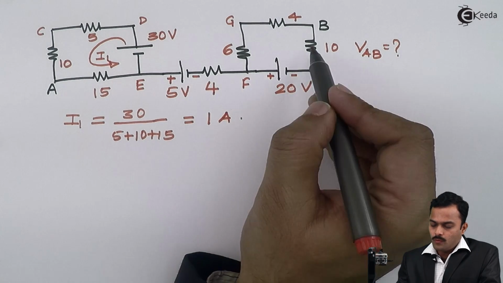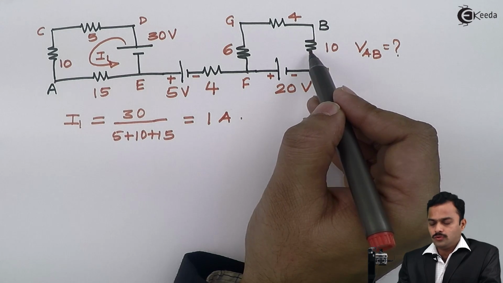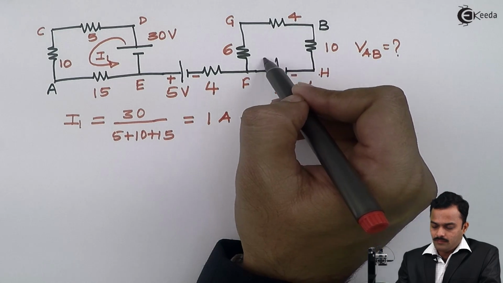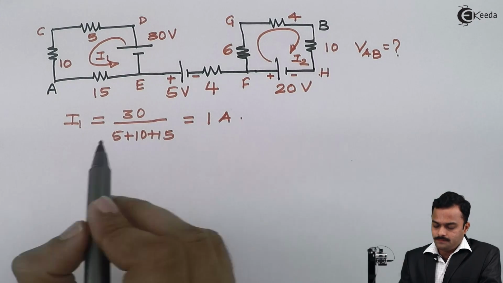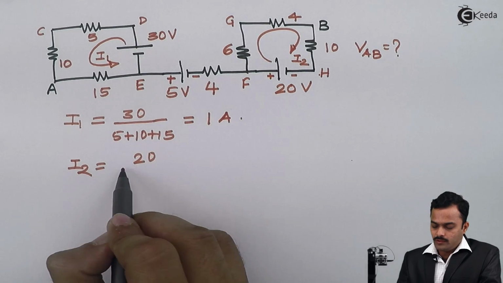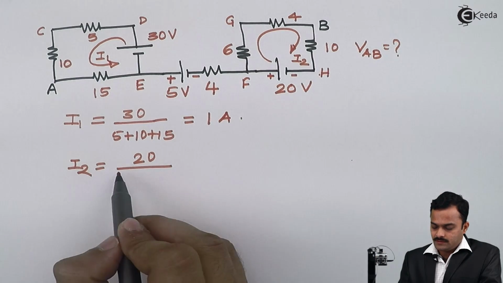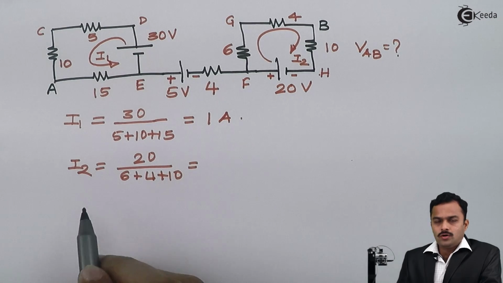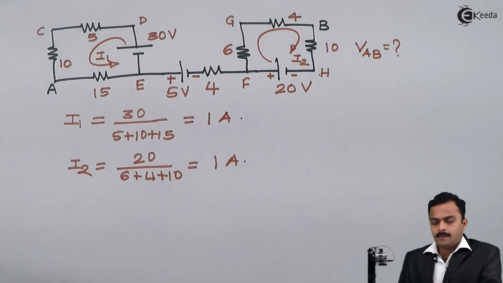Similarly, I need to know the potential across this 10 ohm. For that purpose, I should know the current flowing through the 10 ohm, which is supplied by this battery. So I'll mark the current like this, I2. Again in this loop, I will have only one potential source of 20 volt divided by the total resistance in the circuit, which is 6 plus 4 plus 10. Coincidentally, here also I will get the same answer, 1 ampere.